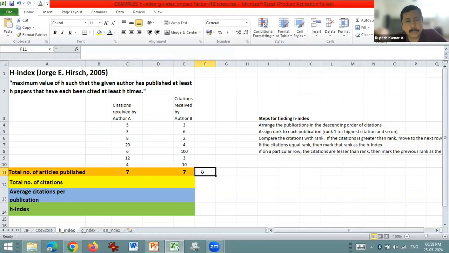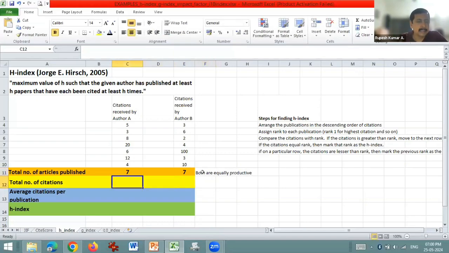So, who is more productive? Author A or author B? It is the same, sir, when it comes to number of papers. Yes, absolutely. That means productivity is measured in terms of the number of publications made, number of articles published. So both are equally productive when it comes to productivity.